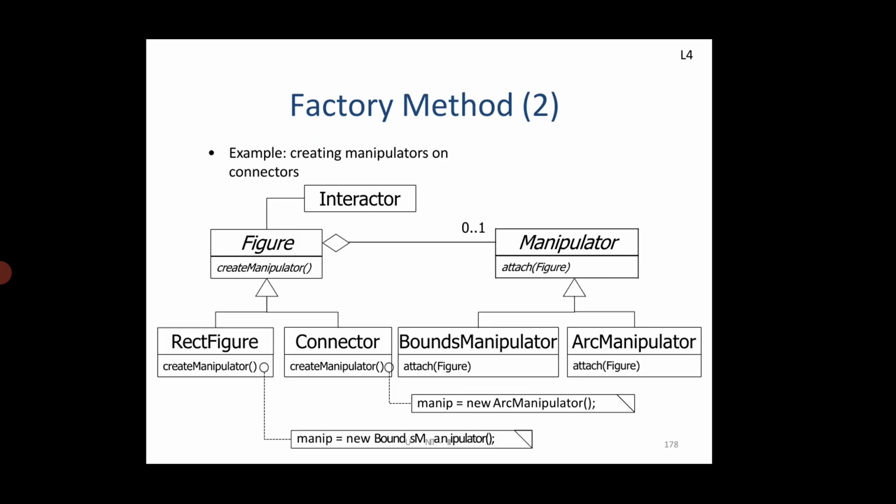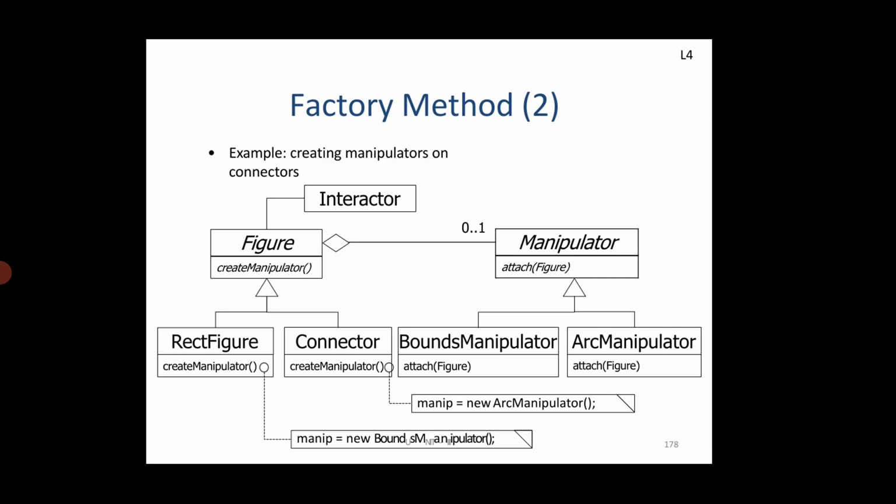Okay, and in this example we study creating manipulators on connectors. How do we want to create and handle a connector? Look at this diagram. Here some relationship is there: a figure is a class that has some interactor. Here, with a 0 to 1 relationship, we need to maintain some manipulator. There we need to create some manipulator function, and in this manipulator we need to attach some figure, some rectangular figure, and create some manipulator and connector.